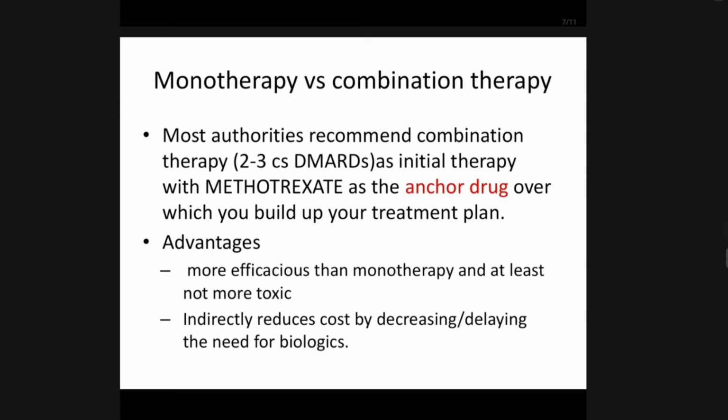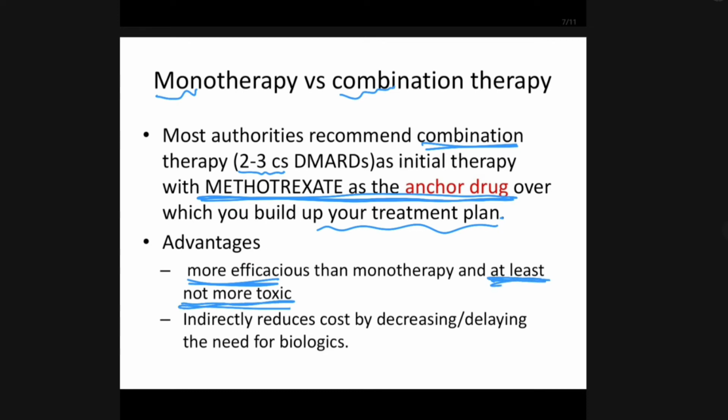Now, the first and foremost point to be discussed in the treatment is what to give the patient, either monotherapy or a combination therapy. Most authorities do recommend the combination therapy, the combo therapy, which usually has 2 to 3 conventional synthetic DMARDs as the initial therapy, with methotrexate as the anchor drug, over which you can build up your treatment plan. The advantage of this combination therapy is that it is more efficacious, certainly because you have more drugs, and at least not more toxic.